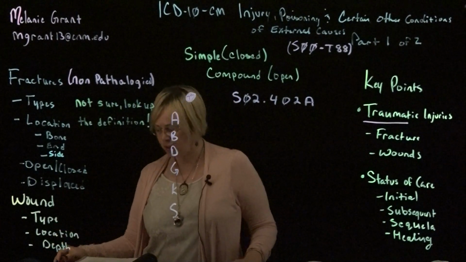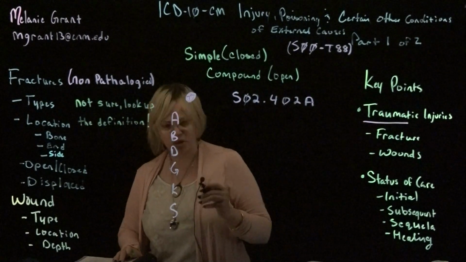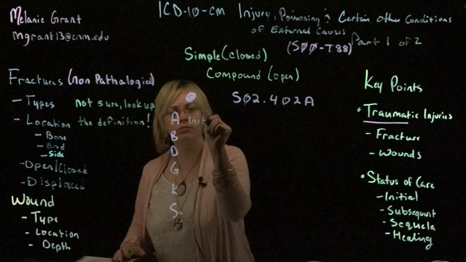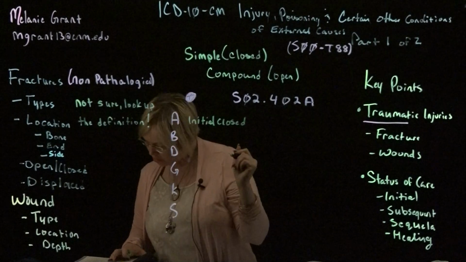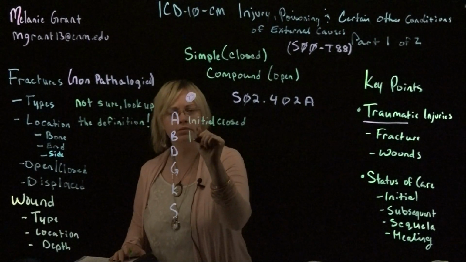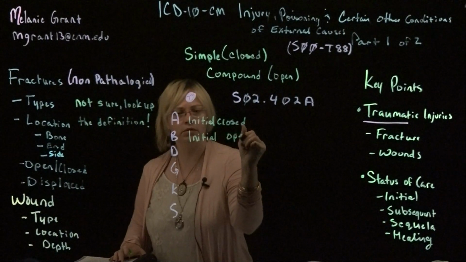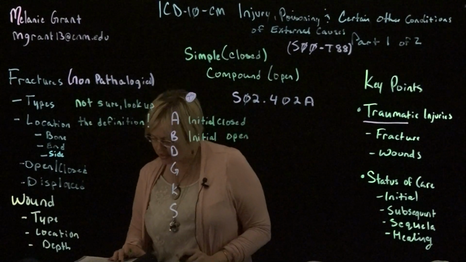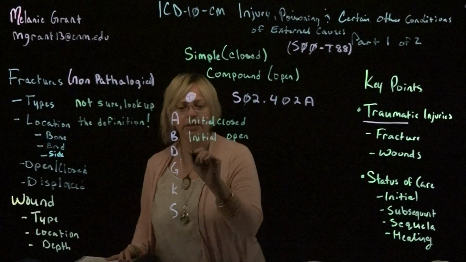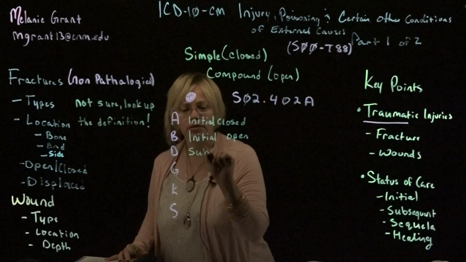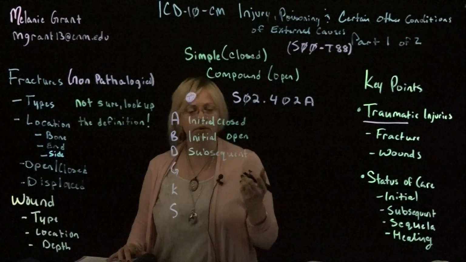Okay, so we look at the 7th digit character and we have A, initial for closed fracture, versus B is initial for open. D is subsequent with routine encounter for fracture with routine healing, meaning that in routine healing there's no problems that are noted.